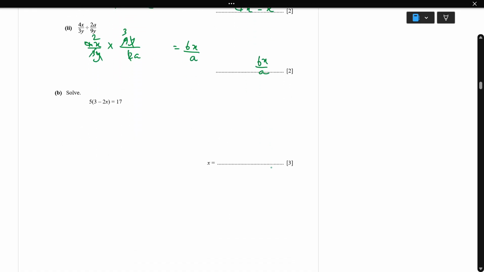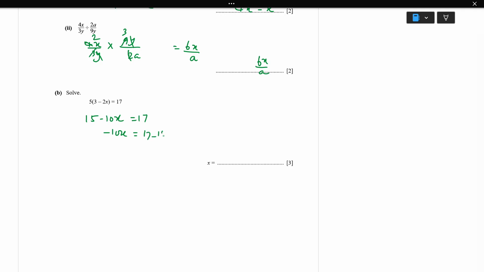The next question, like solve. First we need to expand, which is 15 minus 10x equal to 17, minus 10x equal to 17 minus 15, minus 10x equal to 17 minus 15 is 2. So x equal to minus 2 over 10. Yeah, x equal to minus 1 over 5. So minus 1 over 5 is the answer.